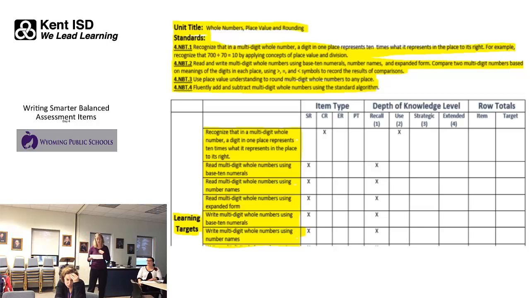Now, NBT4 was pretty easy because it says fluently add and subtract. That tells me that this is using the standard algorithm, so there's really only going to be one way to assess that standard. In 4th grade, I'm going to put what I call naked numbers on an assessment and see if kids can add and subtract them. That standard tells me that. But I wasn't sure about NBT3 and NBT1, exactly what it was that they were looking for.